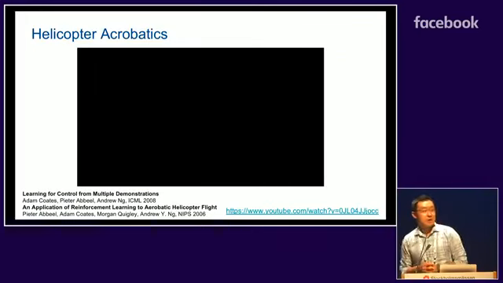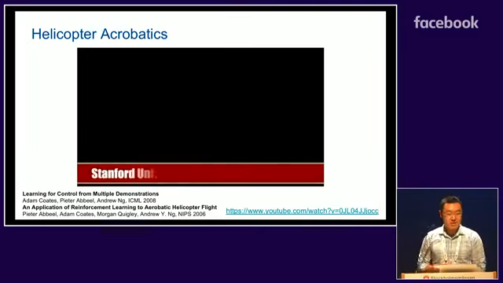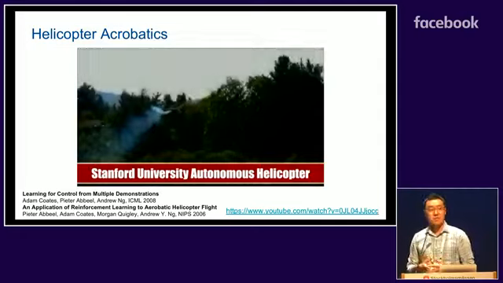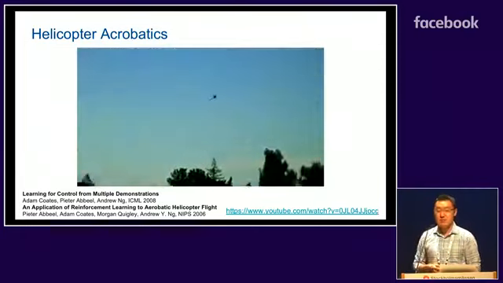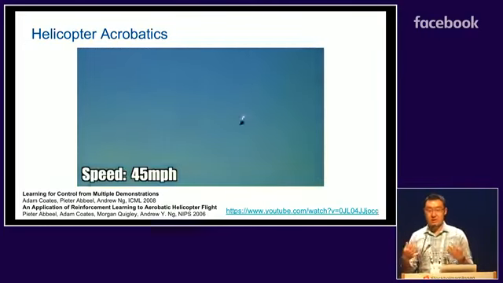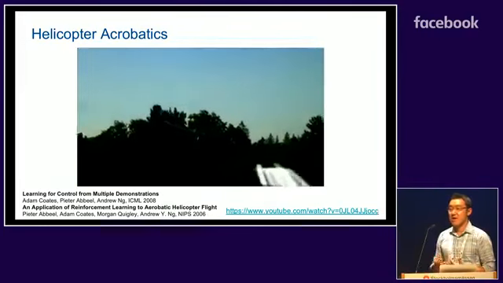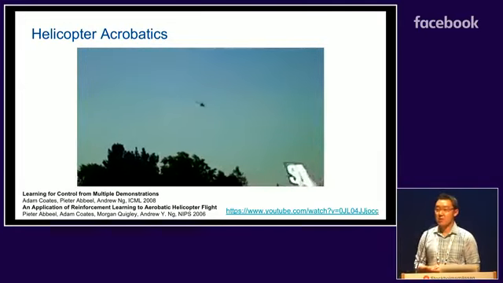Another early application of imitation learning is in helicopter robotics. This was done by Pieter Abbeel and Andrew Ng and their collaborators around 10 years ago. The basic idea here is an expert helicopter drone pilot is controlling this helicopter drone to do various acrobatic maneuvers. And this data is then collected, and a policy is trained to automatically control this helicopter drone to replicate these acrobatic maneuvers.